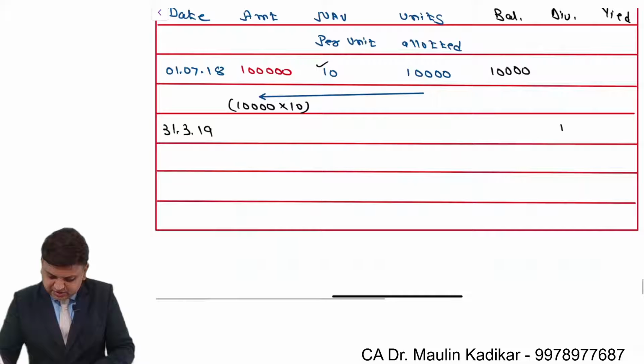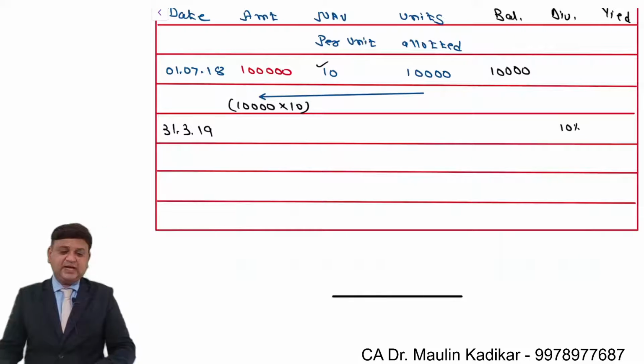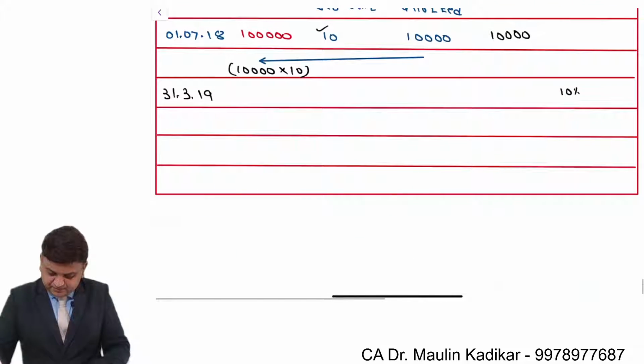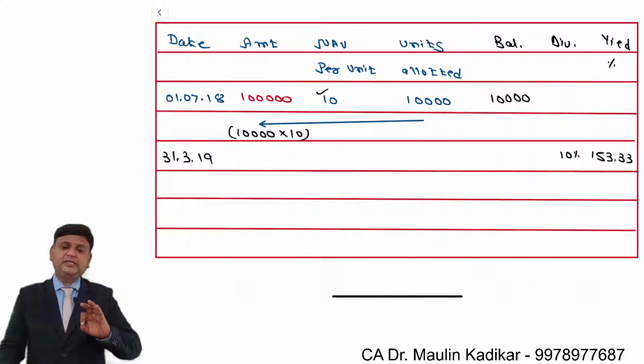So here 10%. And Mr. X found that his annualized yield was 153.33%. So actually the investor did not sell the investment. However, he just made the computation of the annualized yield and he found that considering the NAV prevailing on that date, his return was 153.33%.